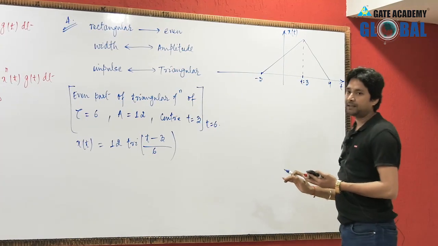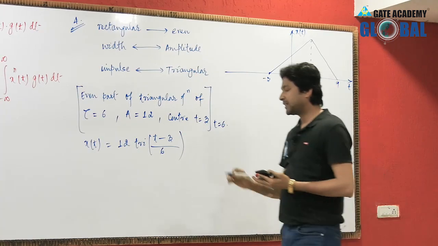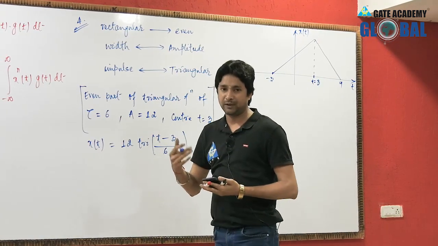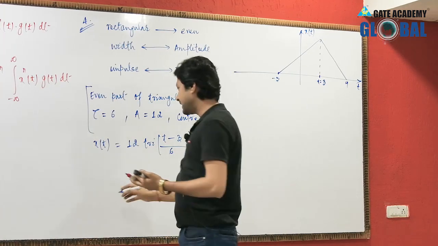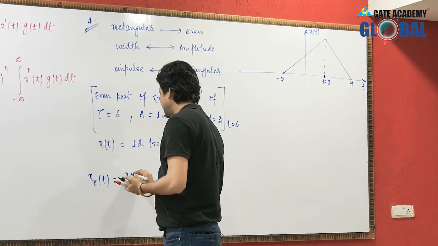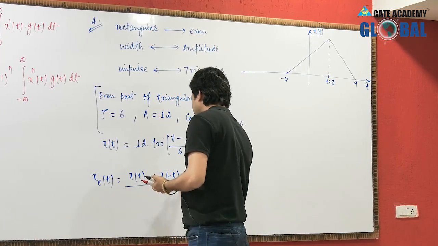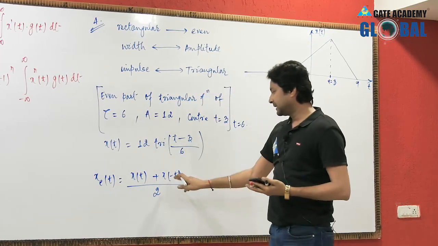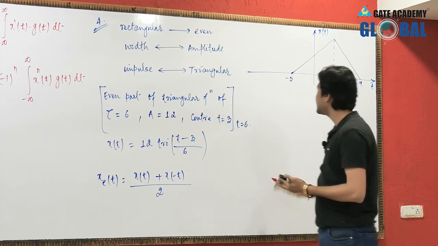Now we have to find the even part of this signal x of t. You know that if a signal is neither even nor odd, then you can find its odd or even equivalent, and you write the even part of x of t equals x of t plus x of minus t, divided by 2. So we have to find the time reversal of x of t, that is x of minus t.